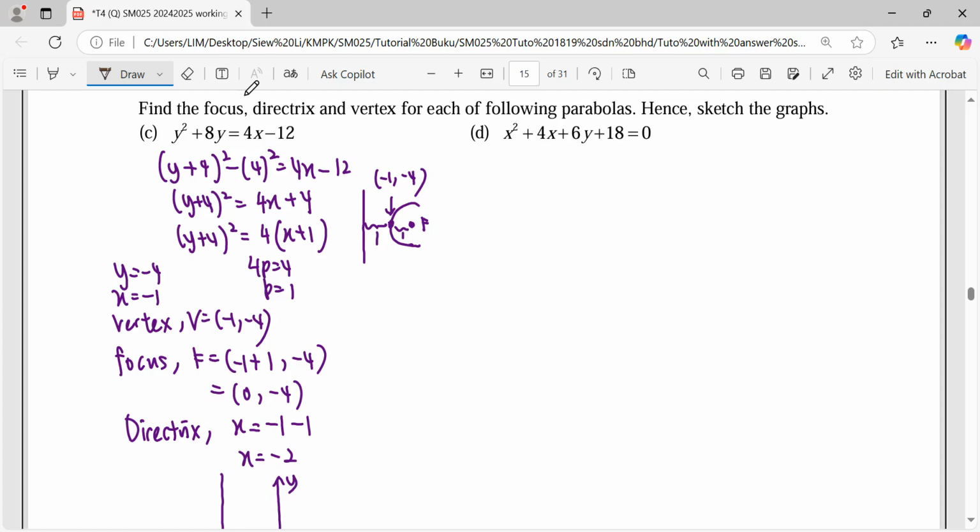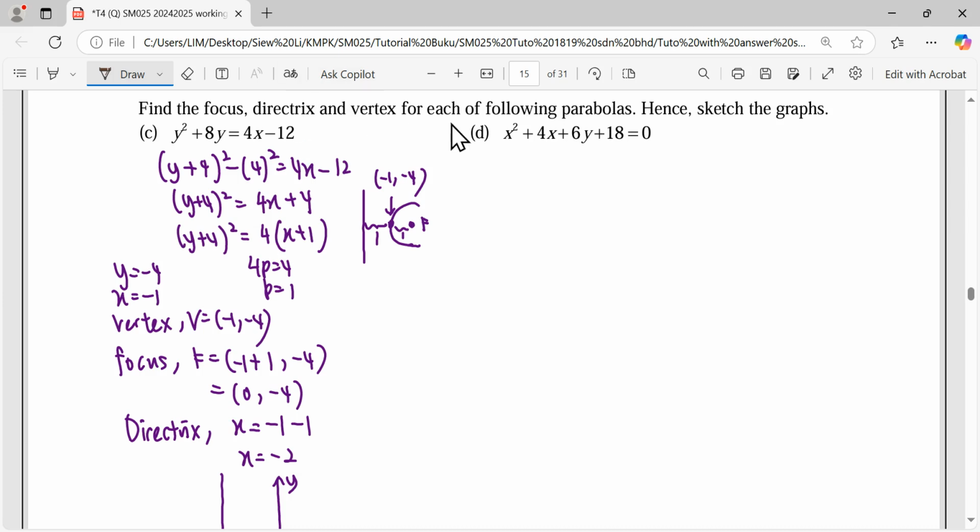Hi everyone, for this question we're going to find the focus, directrix and vertex for each of the following parabolas, and we are going to sketch the graph. First of all, we make the standard form from this equation. This is our general form, we already expanded. To put it in the standard form, we need to put everything back into the bracket.